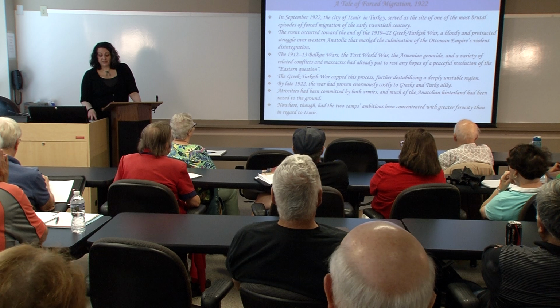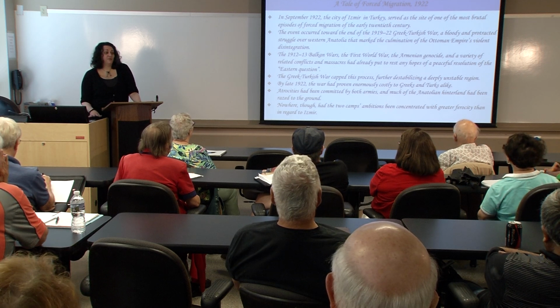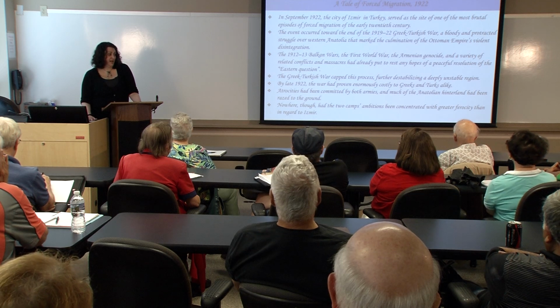By late 1922, the war had proven very costly for both sides, both the Greeks and the Turks. Atrocities had been committed by both armies, and much of the Anatolian hinterland had been razed to the ground. But Izmir really was where they had bet all their chips. This is where they were going to define their battle.